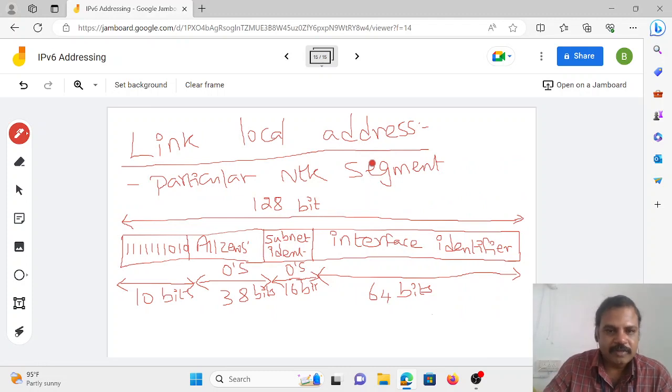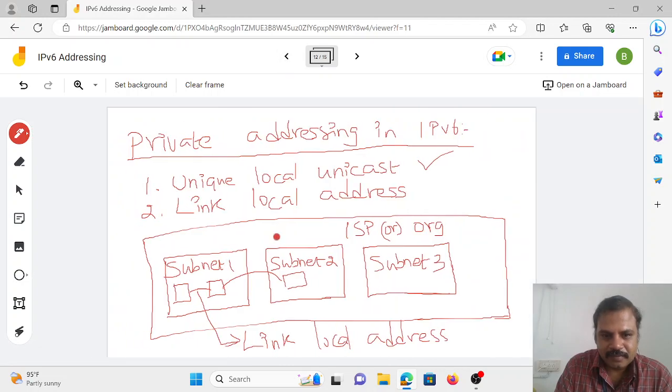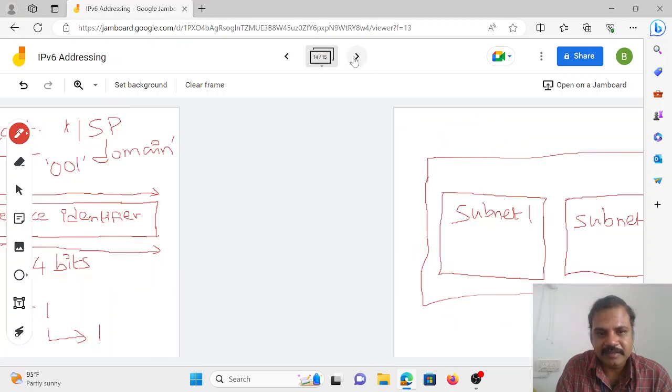The next one, link local address. Link local address, as we have seen, is used for the host within the particular subnetwork. Okay. By having the link local address, a packet can't even reach the next subnetwork in the same ISP. So this is the case of link local address.